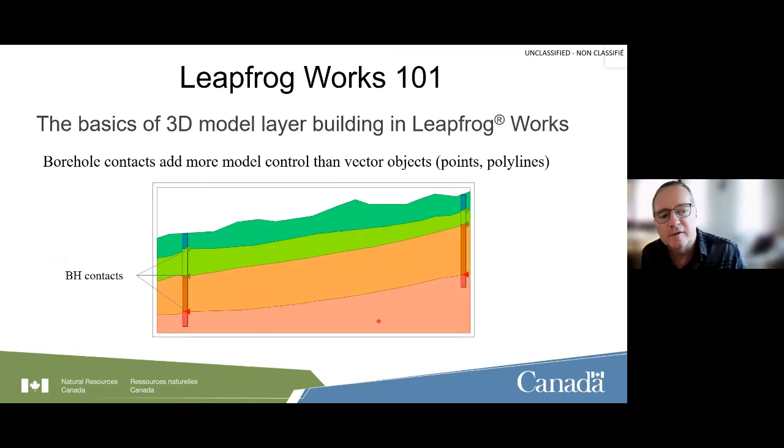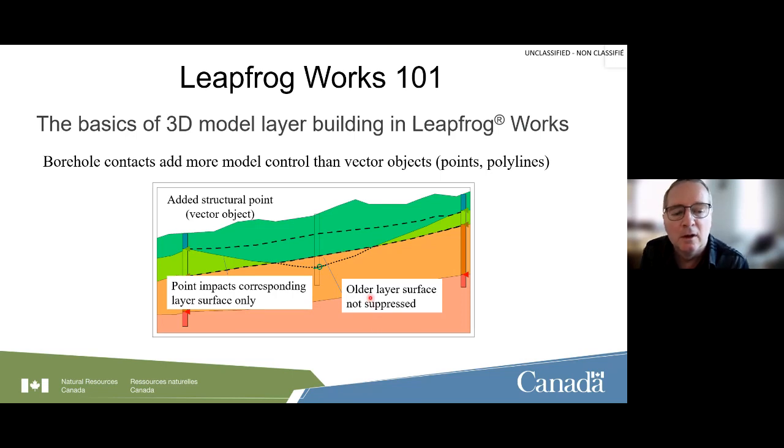This example illustrates the impact of borehole contacts versus vector objects when used to control surfaces. An added vector point will only affect the interpolation of the corresponding surface. It will not affect the interpolation of older surfaces or older layer volumes.